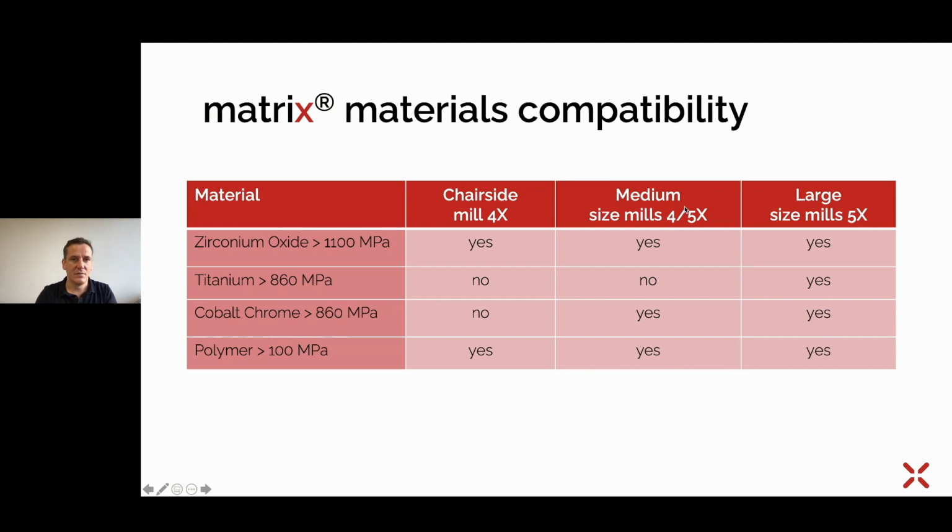And to continue with the materials compatibility, it is important that we separate the machines between chairside milling machines with 4 axes, and then there are the medium milling machines, which are mainly in dental laboratories, 4 to 5 axes, and large size milling machines, which are mostly in big milling centers. And for the titanium, for example, it's just important that you have 860 megapascal or higher of material. Zirconia, the same thing. Everything that goes into the matrix connection, and the screw seat as well, has to be higher than 1100 megapascal. This is the material your machine has to mill.